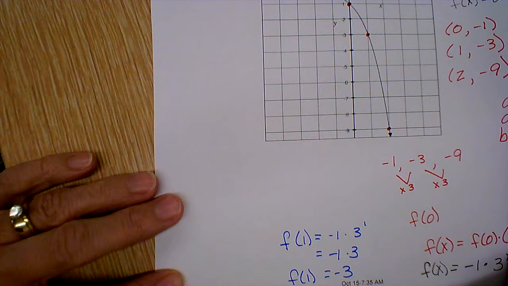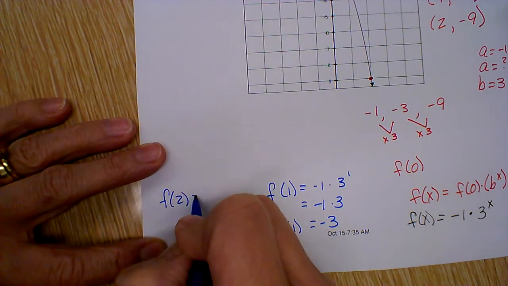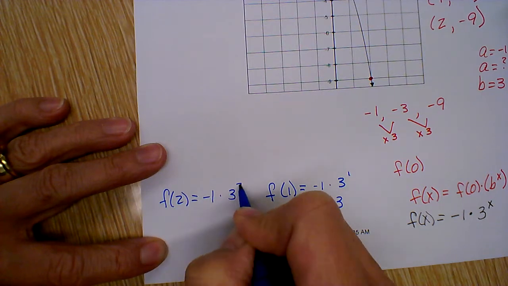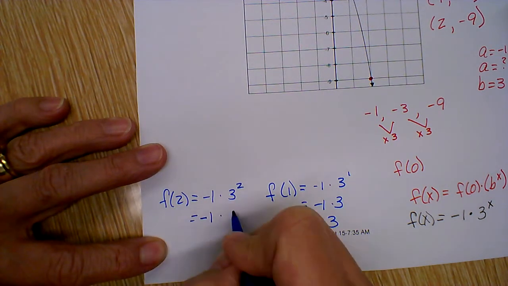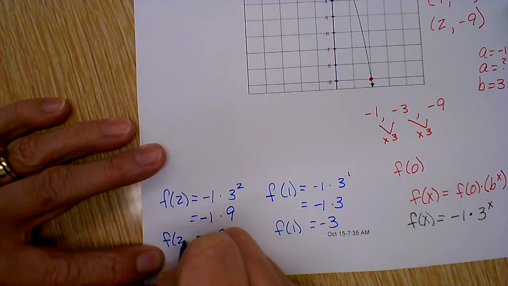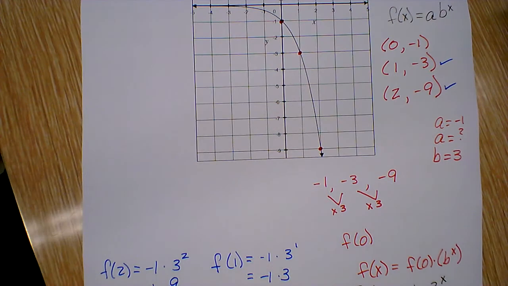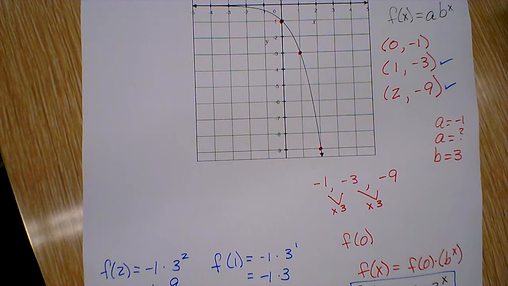Let's try f of 2. f of 2 gives us negative 1 times 3 to the second. Negative 1 times 9 gives us negative 9. So f of 2 is negative 9, and that fits our ordered pair up here. So we have found the function that fits this graph.